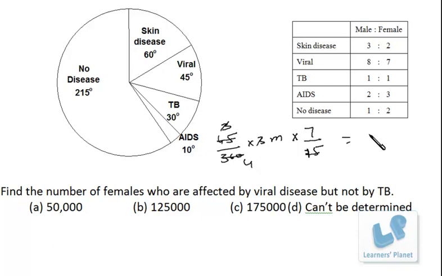So it is 7 by 4 million, or we can say 1,75,000. I hope you are clear.